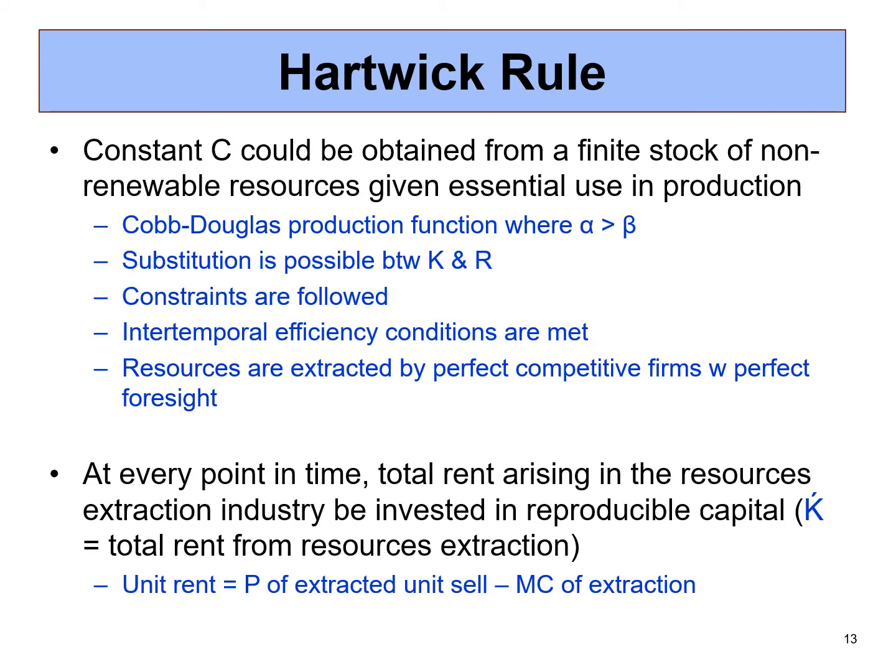The previous slide that we have discussed is called the Hartwick rule. Constant consumption could be obtained from a finite stock of non-renewable resources given essential use in production. So the Cobb-Douglas production function should be where our alpha is bigger than beta. Substitution is possible between capital and resources, and we have to follow the constraint. Intertemporal efficiency conditions should be met, and resources are extracted by perfectly competitive firms with perfect foresight.